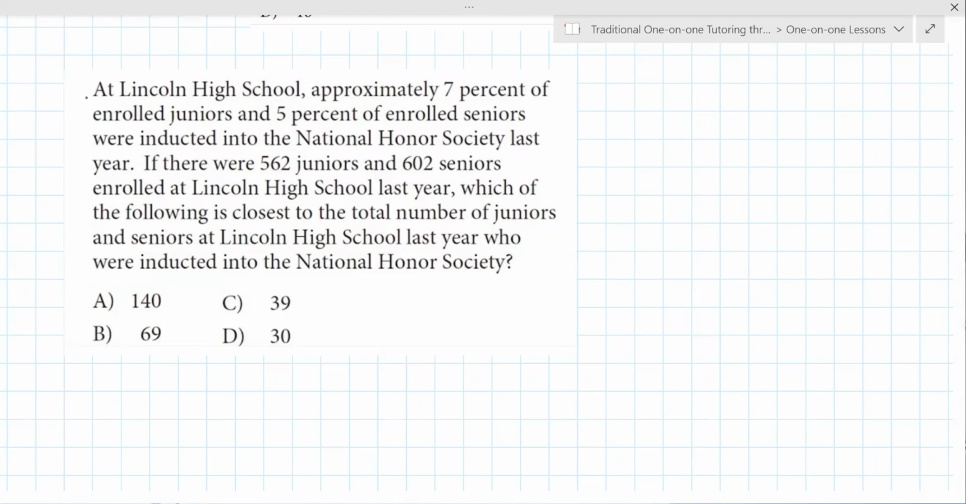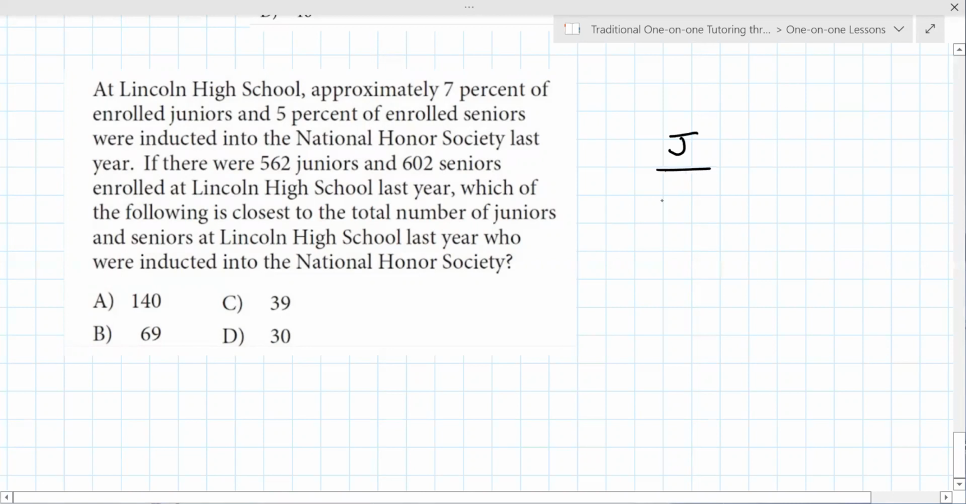All right, I finished. Okay, so they tell you that, and sometimes it's good to write some of the information down. So there's juniors, there's 562 of them, seniors 602, okay, and 7% of the juniors. So we need 7% of this number and 5% of this other number.